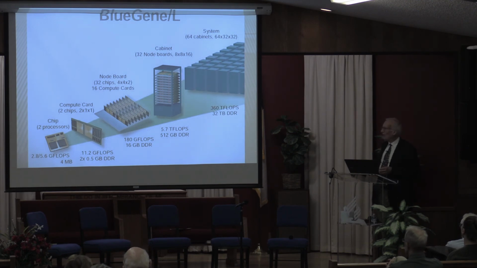This is the computer. They put two processors on a card. One processor on a card, 2 of them there. They put 2 processors on a chip. They put 2 chips on a card, 16 compute cards on the node board, and then 32 node boards in a cabinet, and they had 64 cabinets. That's all one computer.